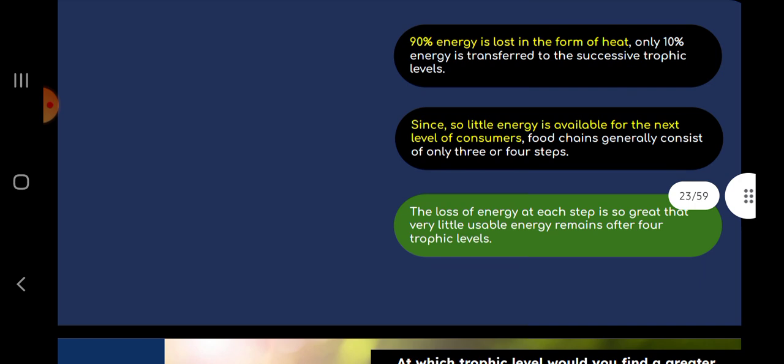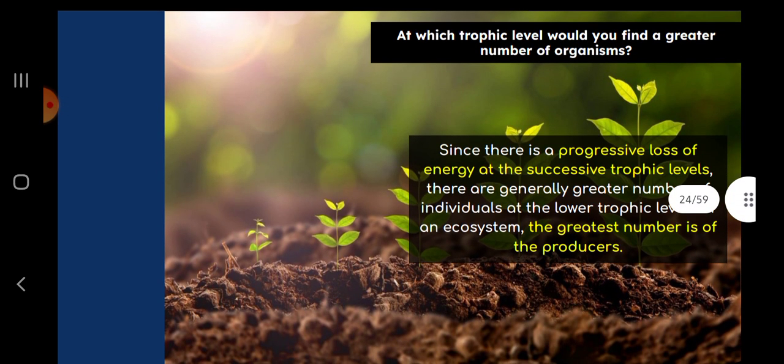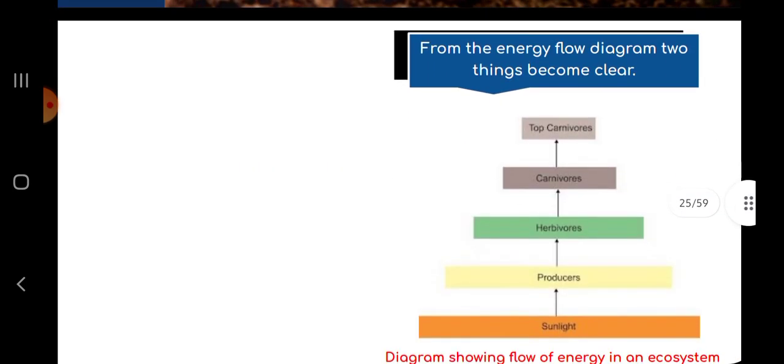90% of the energy is lost in the form of heat. Since so little energy is available for the next level of consumers, a food chain generally consists of only 3 or 4 steps. At which trophic level would you find a greater number of organisms? Since there is a progressive loss of energy at successive trophic levels, there are generally a greater number of individuals at the lower trophic level of an ecosystem. The greater number is of the producers.